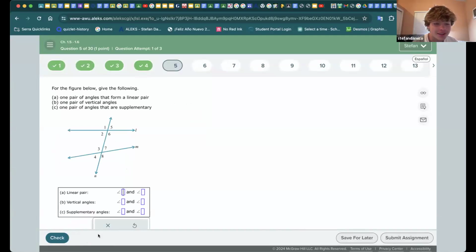I got this one. Hold on. So you can say 1 and 5, or 1 and 2. 1 and 2 is fine. That's fine either way. The vertical angle is 1 and 6, because they're opposite each other. And then the supplement would be like 1 and 2.